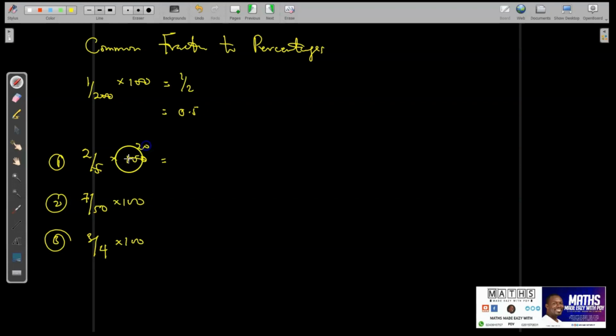20. So 2 times 20, we are going to have 40 with a percentage attached to it. Meaning that when you convert 40% to fraction, you should end up getting the answer as 2 on 5. Good. Simplify 7 on 50 by 100 for me. What's the final answer?